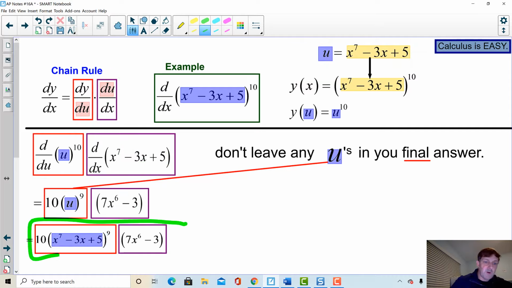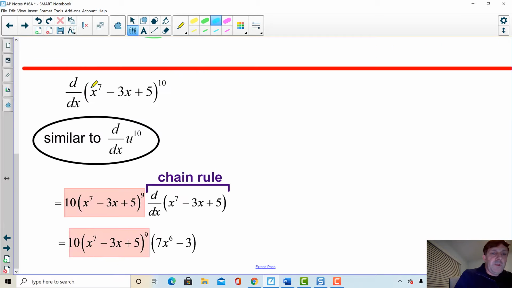Now that was kind of a long way of doing it. There is kind of a quicker way of doing it. The quicker way is just to pretend all this stuff is just like an x. How would you do the derivative if that was just x to the 10? Well, the 10 would come down and the new power would be 9.